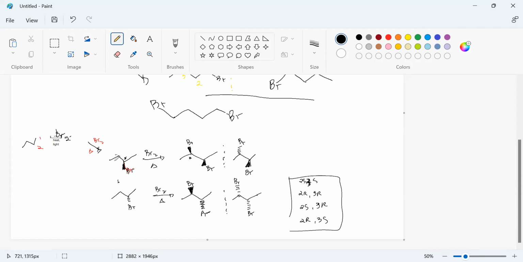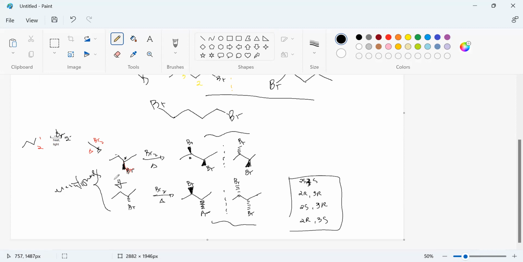So from here, you get a mixture. This one are enantiomers. These two are enantiomers. Enantiomers. And the two here are also enantiomers. The two are enantiomers.